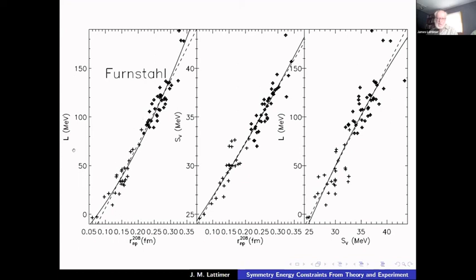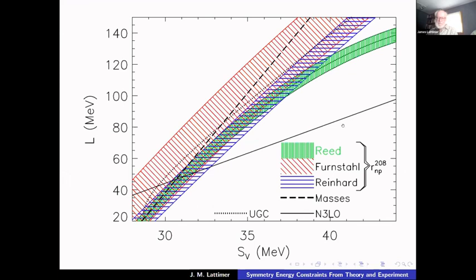There's a slight degree of curvature because the best correlation would be at the value of L twiddle at 2/3 the saturation density. There's also a nearly linear correlation between the skin thickness and SV, and this implies a correlation between L and SV that, again, is close to but not quite linear. So this has been revisited in the last year by Reed et al. and by Reinhard et al., who have taken, again, a different variety of nuclear forces that are somewhat better constrained to nuclear properties, and they give higher correlations between L and SV than the Fernstall compilation does. But basically the slope is the same, and they're all more or less consistent with each other. The slope we get from nuclear masses is shown by the dashed line. The slope we get from the N3LO is shown by the solid line.